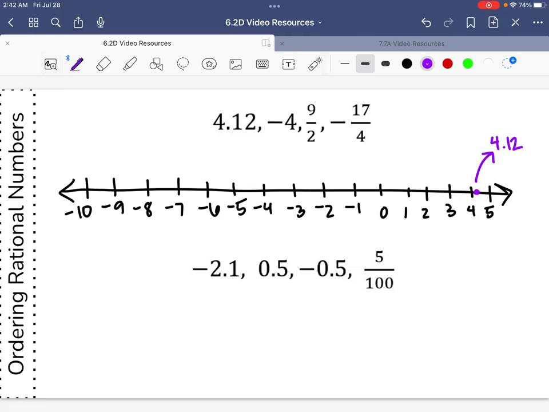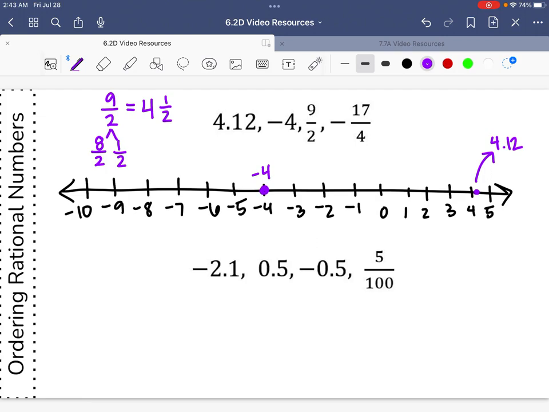The next number that I know I can graph immediately because it's an integer is -4. And then I have 9 halves and -17 fourths. So I'm going to take 9 halves and I'm going to decompose it. And I know that 9 halves decomposes into 8 halves with an extra half. 8 halves is equal to 4. So 9 halves is really 4 and 1 half, which makes it a lot easier for me to graph on my number line.